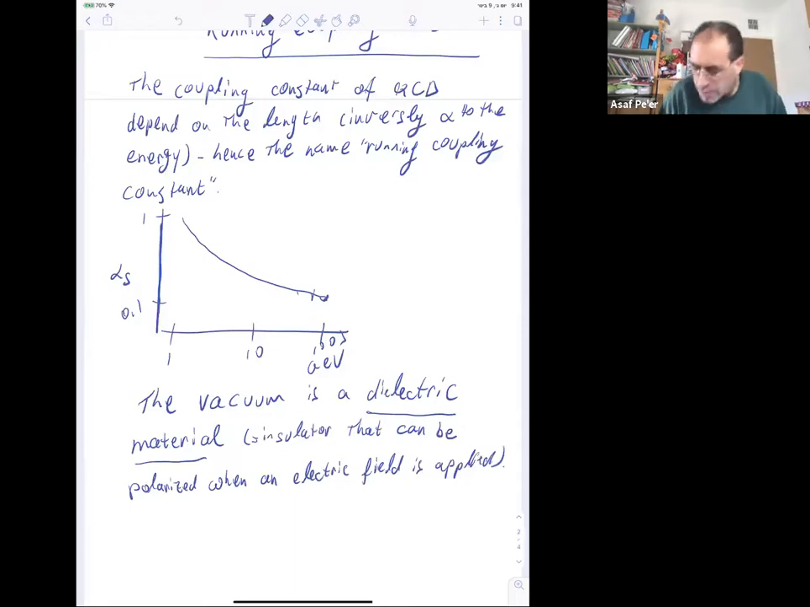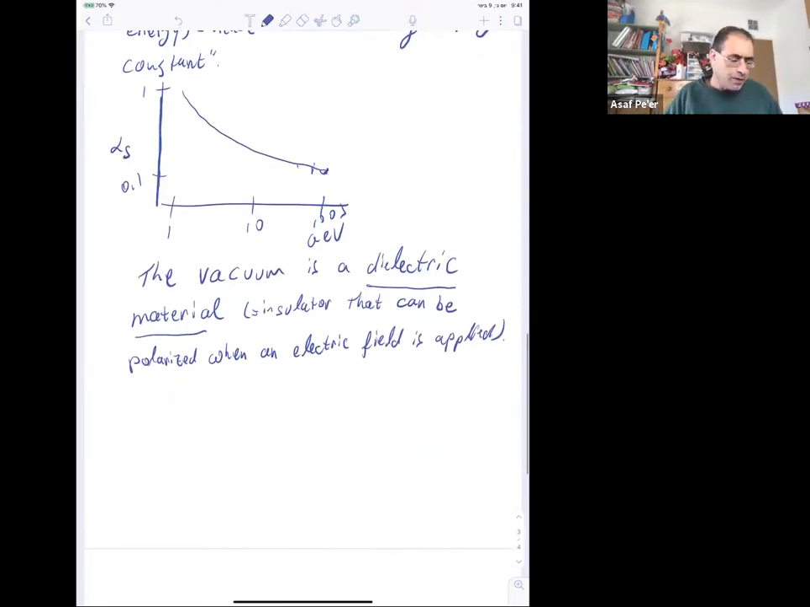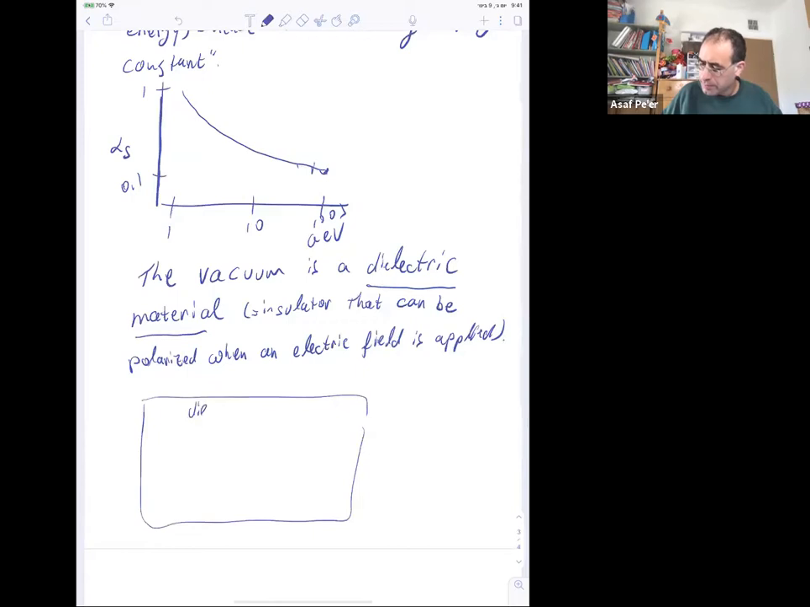Okay, so what does it mean? Let's say that I have a dielectric material, and I put a charge Q inside it. What happens? The molecules of this material start orienting themselves such that the electric field is being screened. So I have a material made of molecules. Let's say this is a minus charge, then you have a plus, minus, plus, minus. You're familiar with this picture from classical E&M.